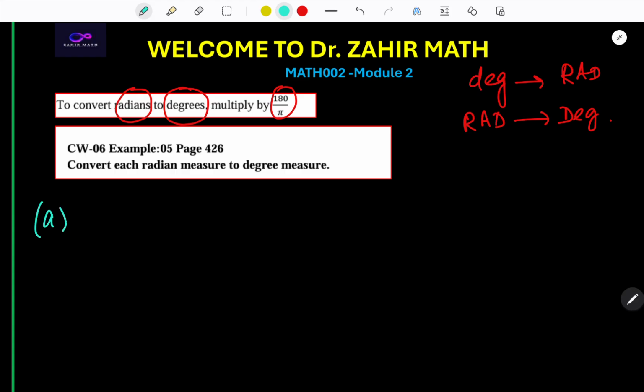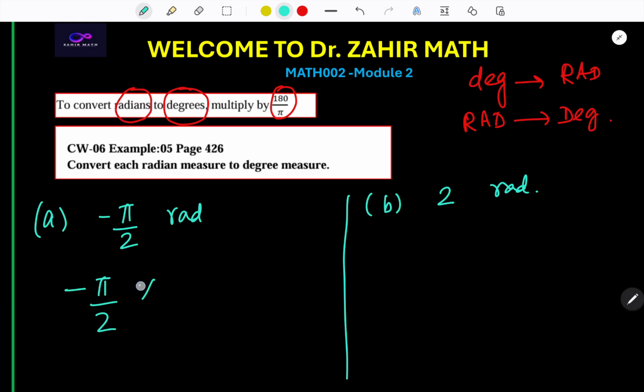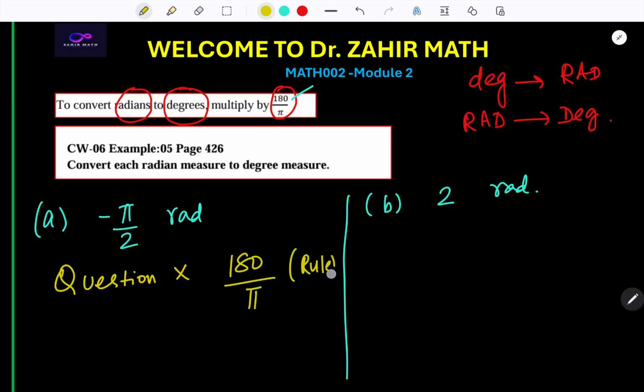The question is missing, so let me write the question here. A question is minus pi by 2 radian. And B question is 2 radian. Okay, so let me go to the solution. Question multiply by 180 divided by pi. This is the rule.